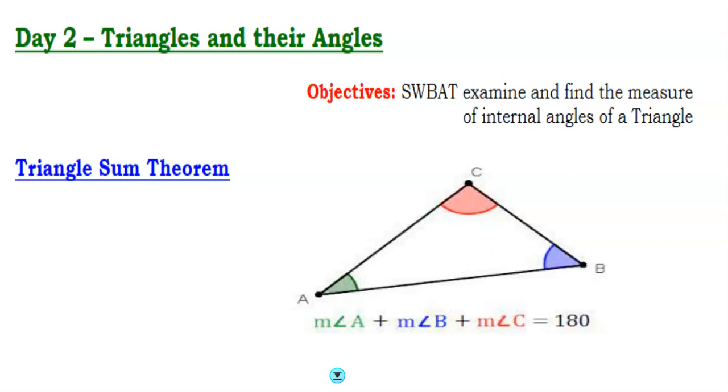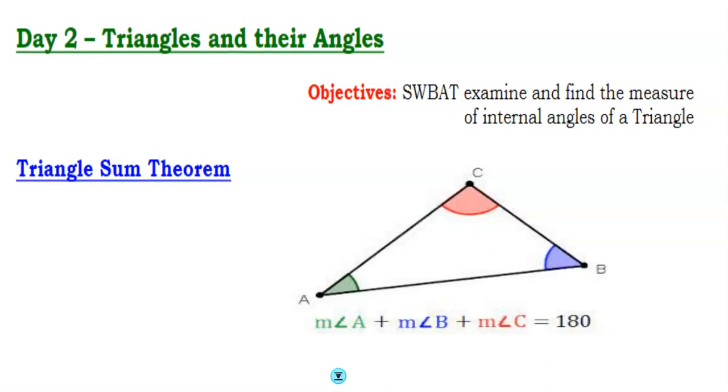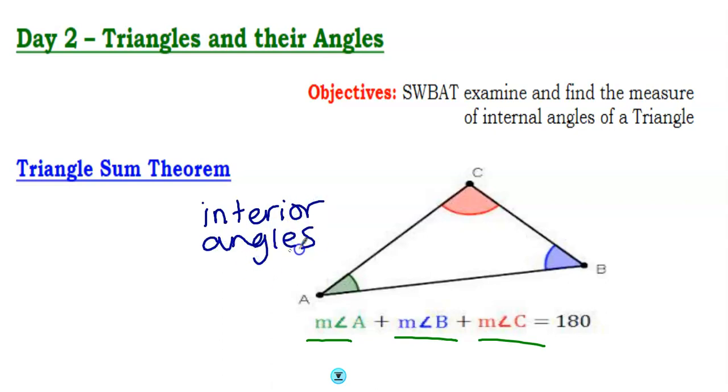We're going to go over Unit 4, Day 2. So we're talking about triangles and their congruency. Today we're going to focus on the angles. So triangle sum theorem, the three angles on the inside, so we're talking about the interior angles. The interior angles of the triangle have to add up to 180 degrees.